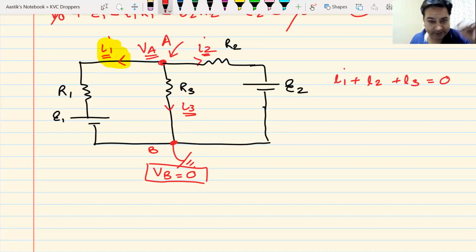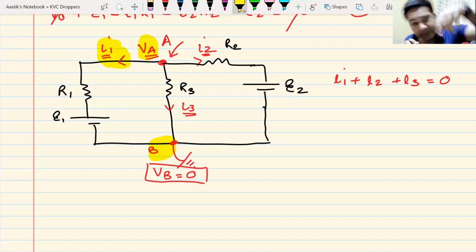So what do I do? I write Kirchhoff's law starting from point A, and I finish my Kirchhoff's law at point B. Do we understand this? Yes, sir. I'm not going to write the Kirchhoff's loop law, but Kirchhoff's half loop law, because this is half of a loop. This is not a complete loop. So how do I write the Kirchhoff's half law? Again, I go back to my previous thing and I remember how I write it.